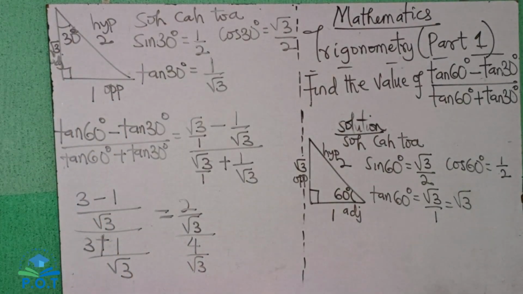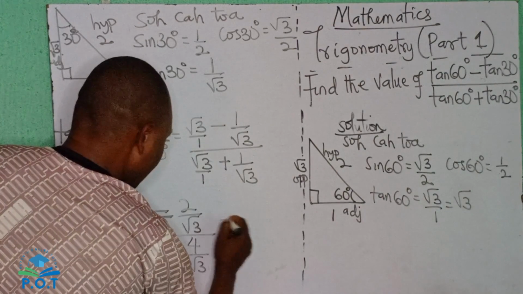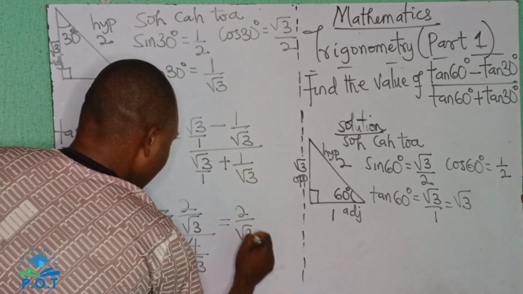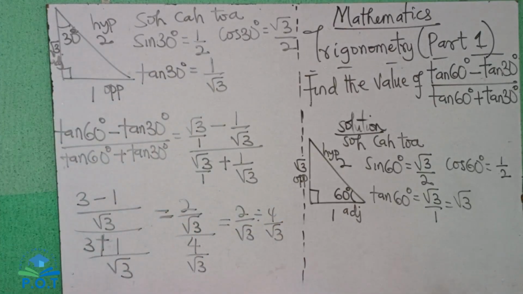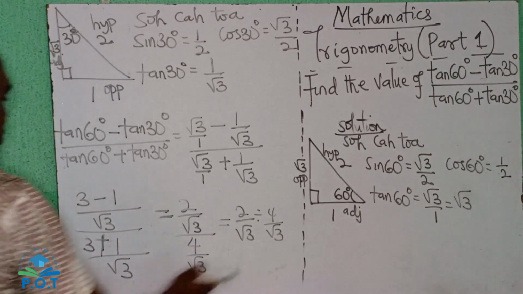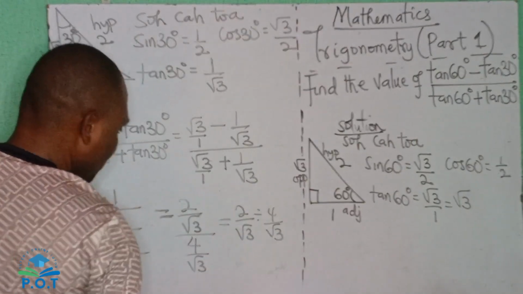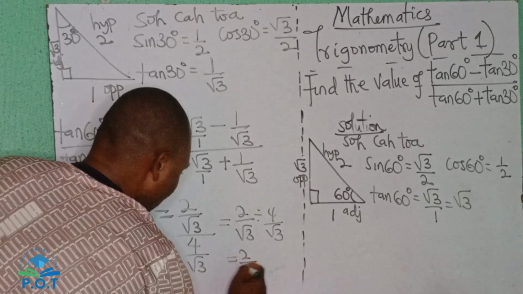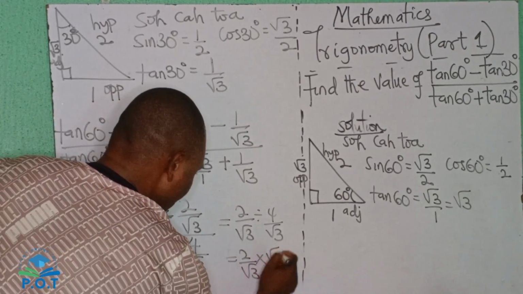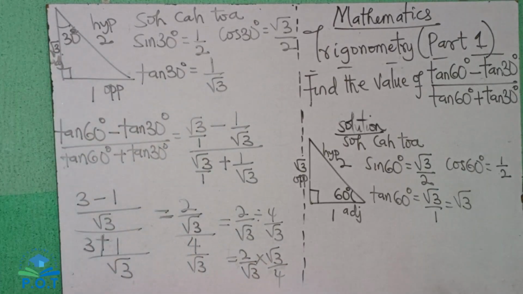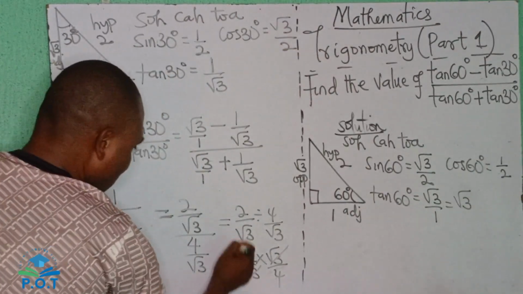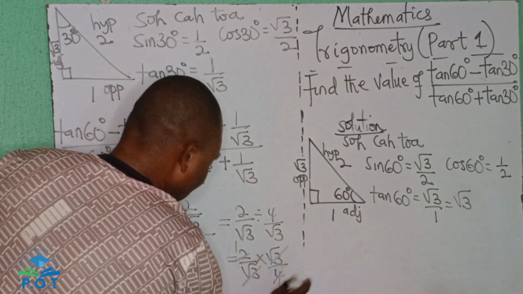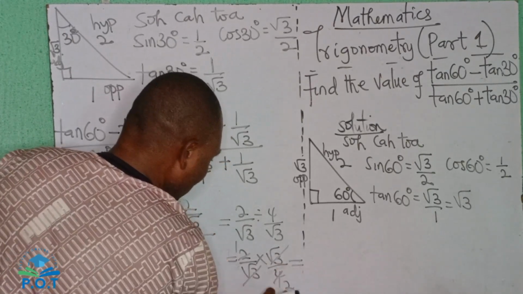Now from here, I can simply do this. 2 over root 3 divided by 4 over root 3. Now remember that if you are changing division to multiplication, root 3 goes up and 4 comes down. So I'm having 2 over root 3 times root 3 over 4. Now root 3 cancels root 3. 2 over 4 is 1 over 2. So at the end of the day, our answer becomes 1 over 2.